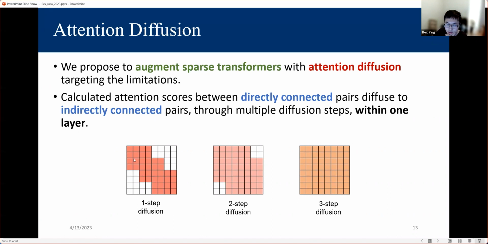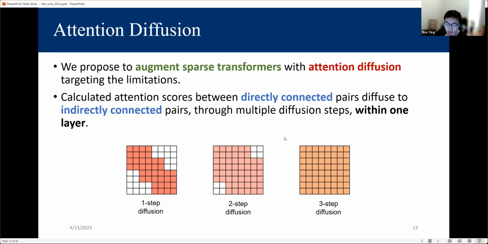So for example, here is the example. The original attention, let's say, looks like the one on the left. After one step of diffusion, it diffuses to more nodes, so we get attention values for a lot of nodes. And then in the third step, you basically get all the attentions.